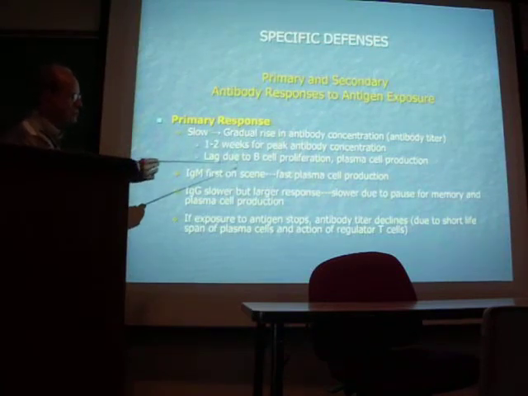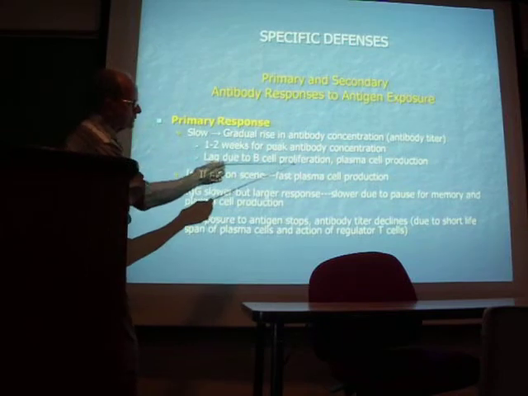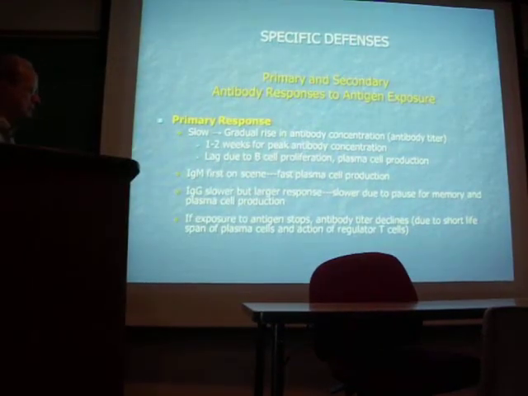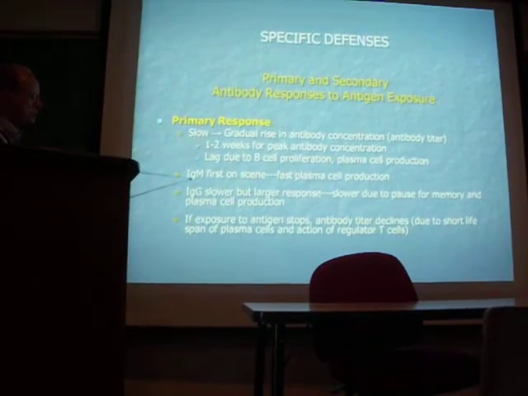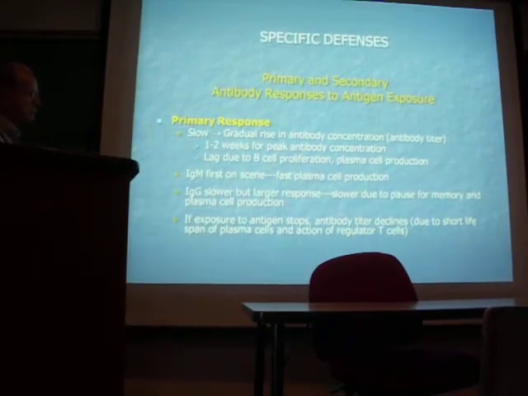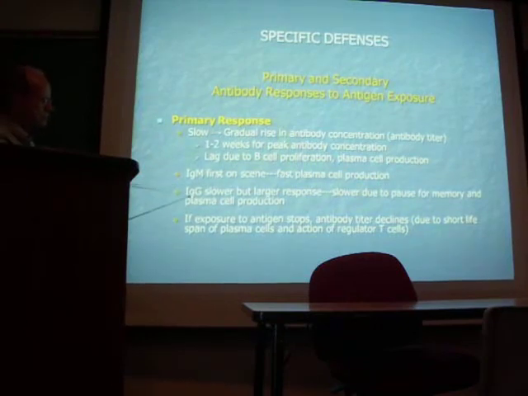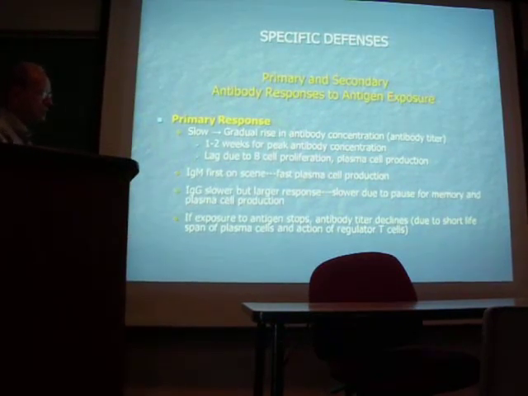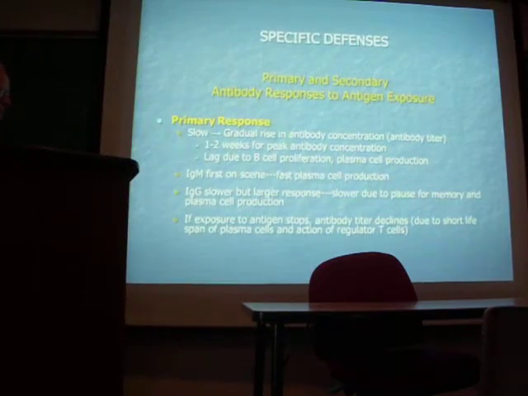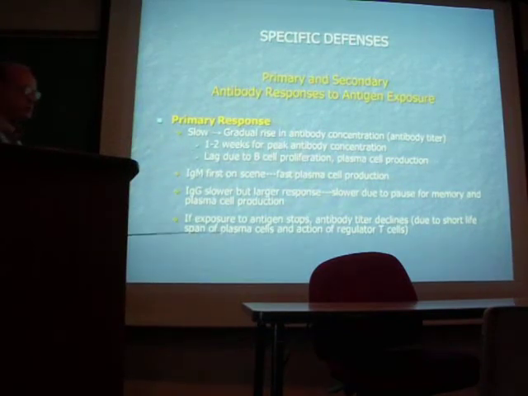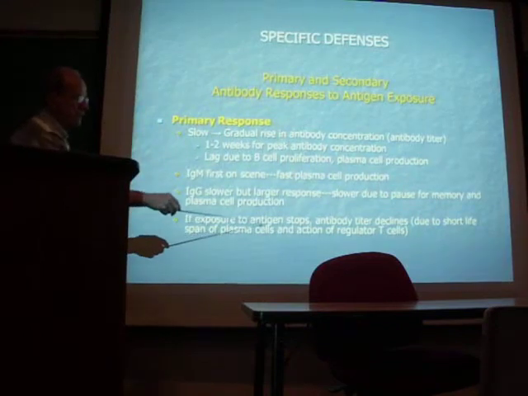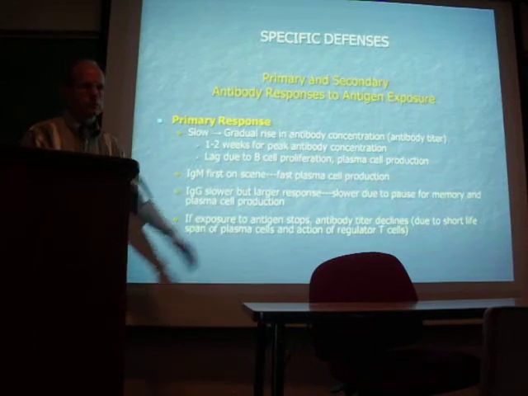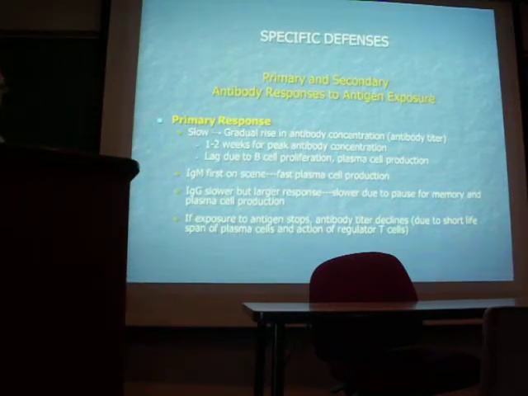The lag is due to the time it takes to proliferate these B cells and make the plasma cells and then make the antibodies. The IgM class is the first on the scene in the primary response. The IgG class is slower, but they are the larger representation once the process gets going. If for some reason the exposure to the antigen stops in this process, the whole thing falls off. We don't get the full effect.